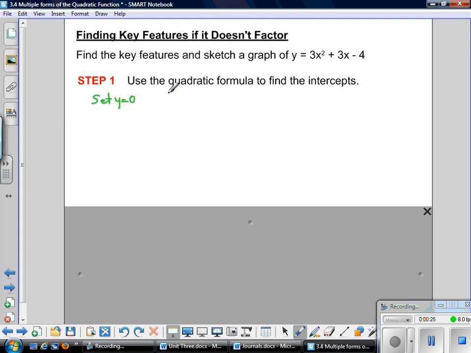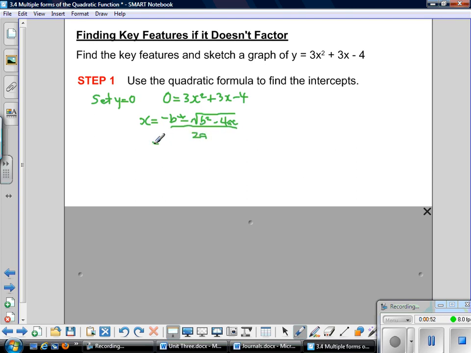And when we do that, we end up with 0 equals 3x squared plus 3x minus 4. Again, we bring out our quadratic formula, and I suppose I would be nice and even give it to you on a test, just because I'm nice, because that is something that you could always look up if you really needed it.